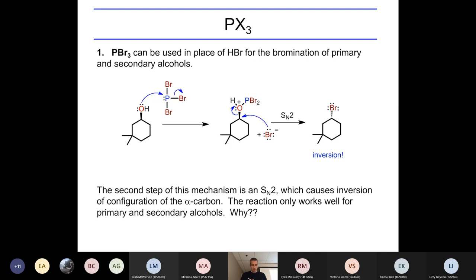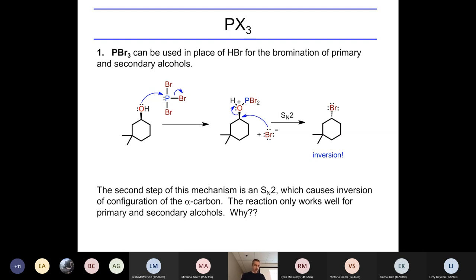So for this conversion, we can use HBr. HBr will do this reaction, but it's not always the best. Why? HBr sometimes causes rearrangements. And always, you'll lose stereochemistry. It makes a carbocation that's flat, meaning you can get R or S if you're adding to one side or the other, and you can rearrange it. So PBr3 is another way of converting the OH to a bromide.